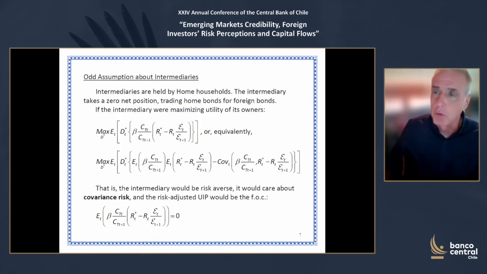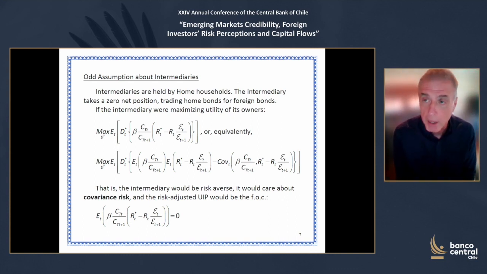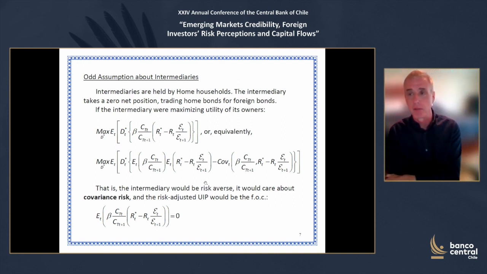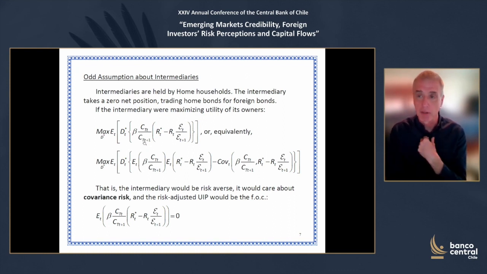Now, suppose that the intermediaries here are owned by home households. Suppose their objective was just to maximize the utility of the owners. This would be their objective. So this is the amount of foreign bonds they would hold. This beta CT over CT plus 1 is their stochastic discount factor. They have log utility.